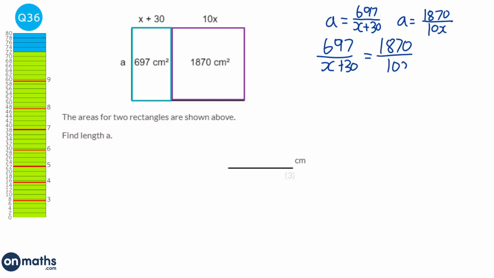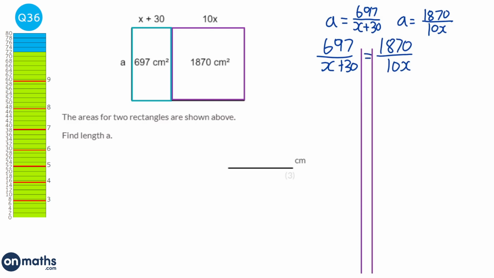And what we can do is work out what x is going to be. So the first thing I'm going to do is put my lines in, because we are looking to solve. This is probably going to take a while. And I'm going to times both sides by the x plus 30, so I can get rid of the denominator on the left hand side.